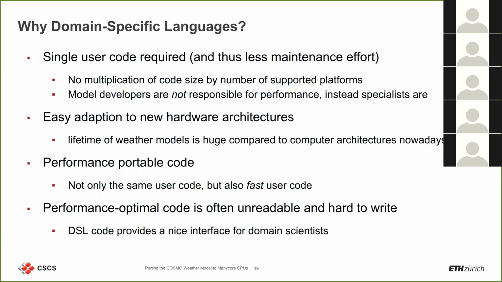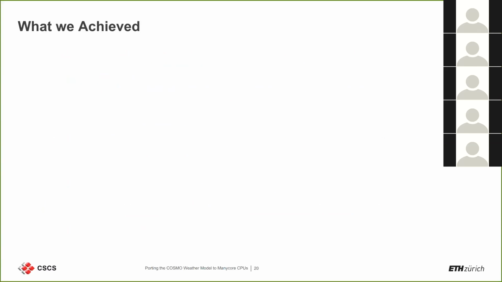One point is also the easy adoption of new hardware, which is a similar thing. The user code should not need to be changed, but just some backend code, which is hopefully much smaller if multiple weather models use the same DSL, and should be much easier than changing a whole weather model. And of course, we also want to have high performance with a nice code quality, so easy to read and also easy to write for domain scientists.